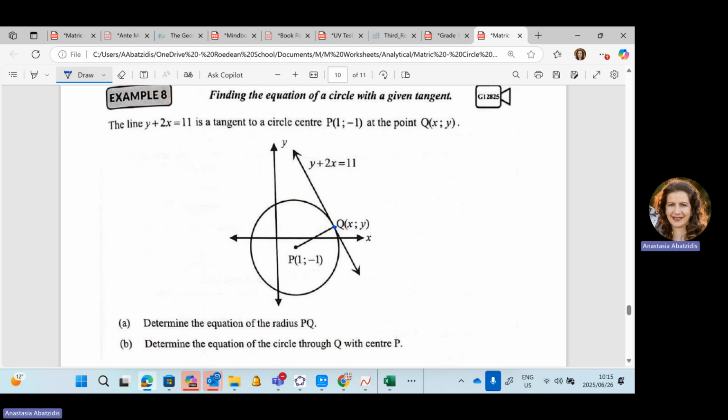Equation of the radius. Okay, so Felice, how do we start? Okay, so we always need a gradient and a point. How are we going to get the gradient of this radius? Is it by finding the gradient of the straight line of the tangent? Okay, so what is the gradient of the tangent? We can only find the gradient if it's in standard form. That's not in standard form. Okay, and the gradient is the coefficient of x. So the gradient is -2 of the tangent. So what's the gradient of the radius?